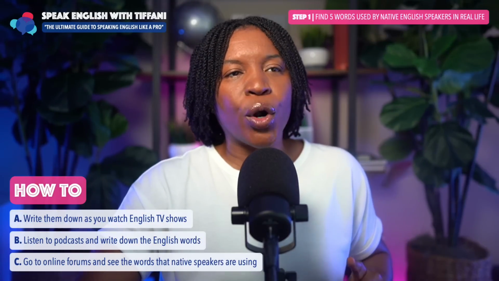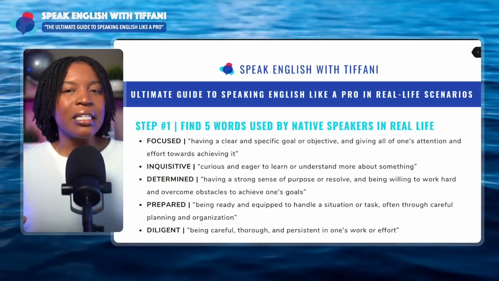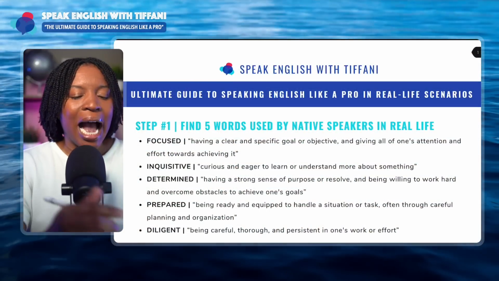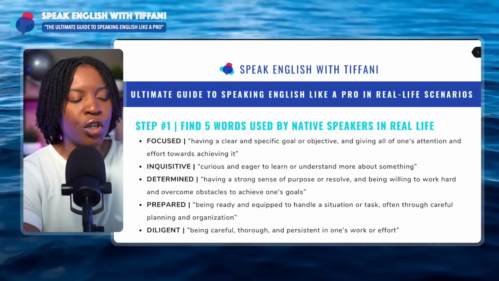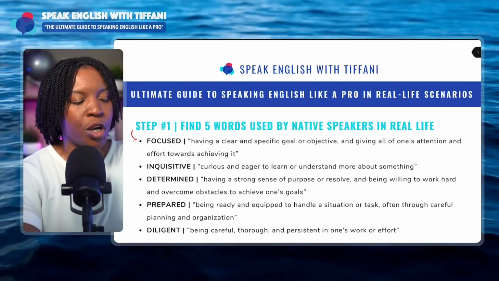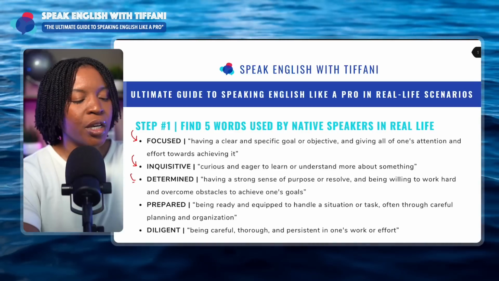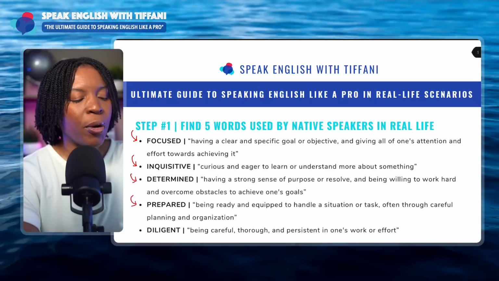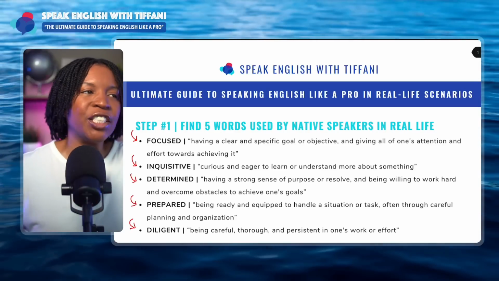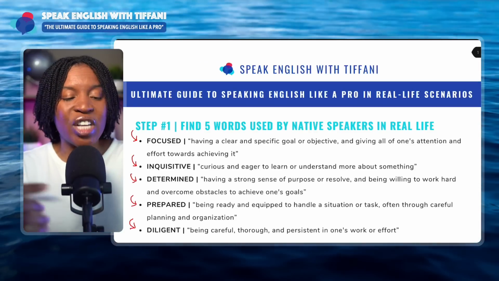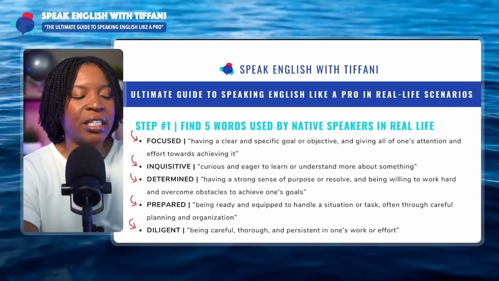Now let's check out the words that I selected. Here we go. Again, you can download the PDF, hit the link in the description. So I have 5 words used by native English speakers. We have focused, inquisitive, determined, prepared, and diligent. Now remember, step 1 is about writing these words down and also writing down the definition.